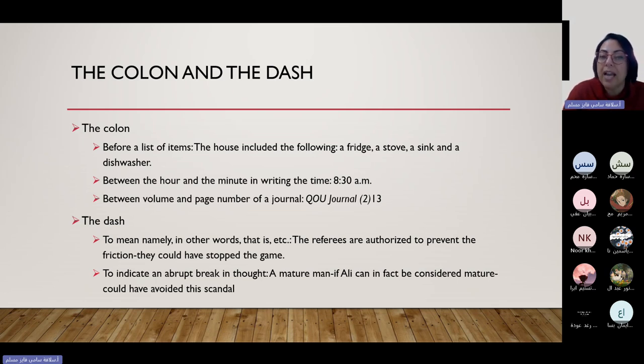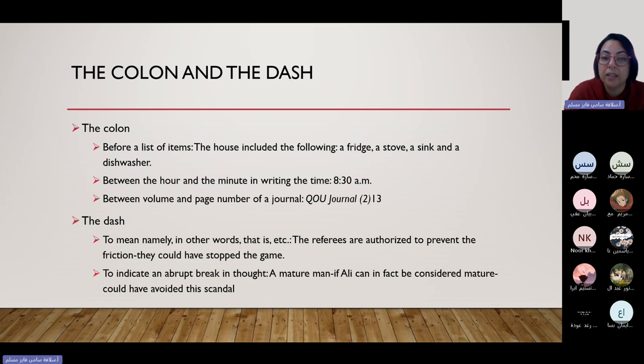Between the hour and the minute in writing the time: 8:30, we have a colon. Between volume and page number in a journal, وهون ليش مش محطوط؟ اوكي هيك القصد. 2:13. The dash, on the other hand, to mean namely, in order, in other words, that is, etc.